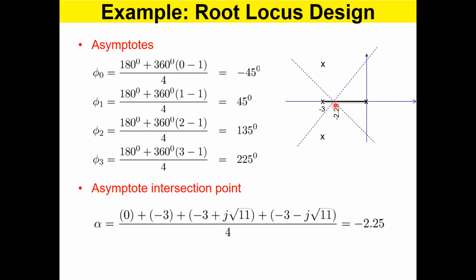So this is the asymptote intersection point. The four asymptotes, so two straight lines, they meet up over here. But this is not the point where the two poles meet up with each other. This pole and this pole, they meet at some other point.